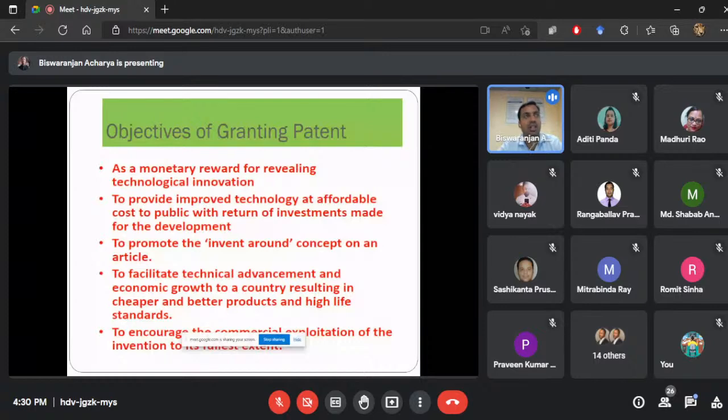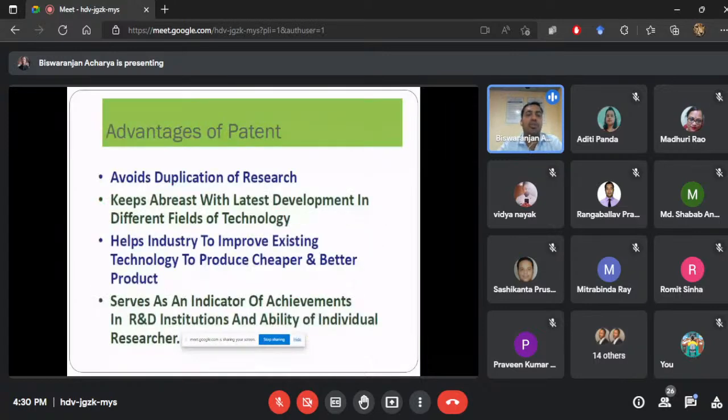What are the advantages? Avoid duplication of research. If your invention is publicly available, this technique or this product is developed under you, avoiding duplication. Keeps abreast with the latest developments in different fields of technology, helps industry improve existing technology to produce cheaper and better products, and serves as an indicator of achievement in R&D, of the institution and the ability of the individual researcher.